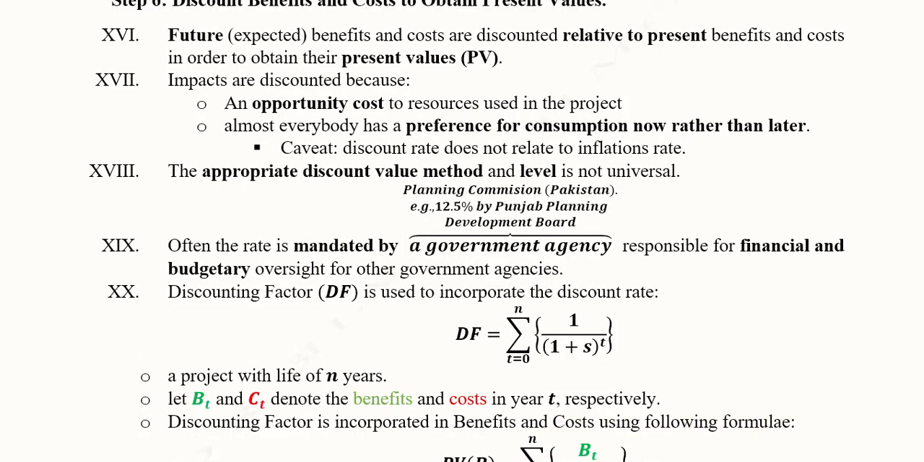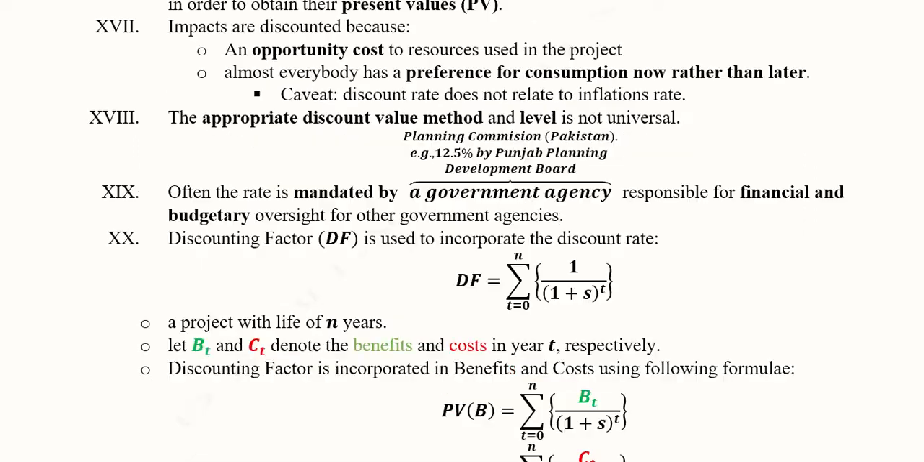There is no universal value, as I also mentioned that there are various planning commissions and authorities that determine the discount rates. It is basically mandated by the government agency which is responsible for financial and budgetary outlays, so that they determine, in the light of all the factors, the state of the economy as well.